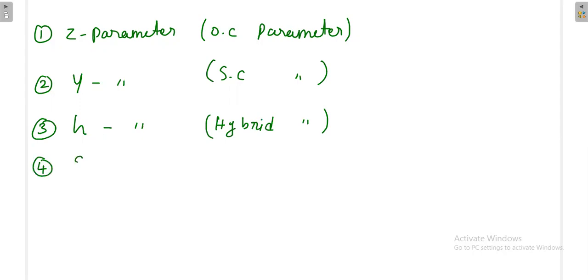And again, the G parameter. The G parameter is just the opposite of the hybrid parameter. That's why this is the inverse hybrid parameter.